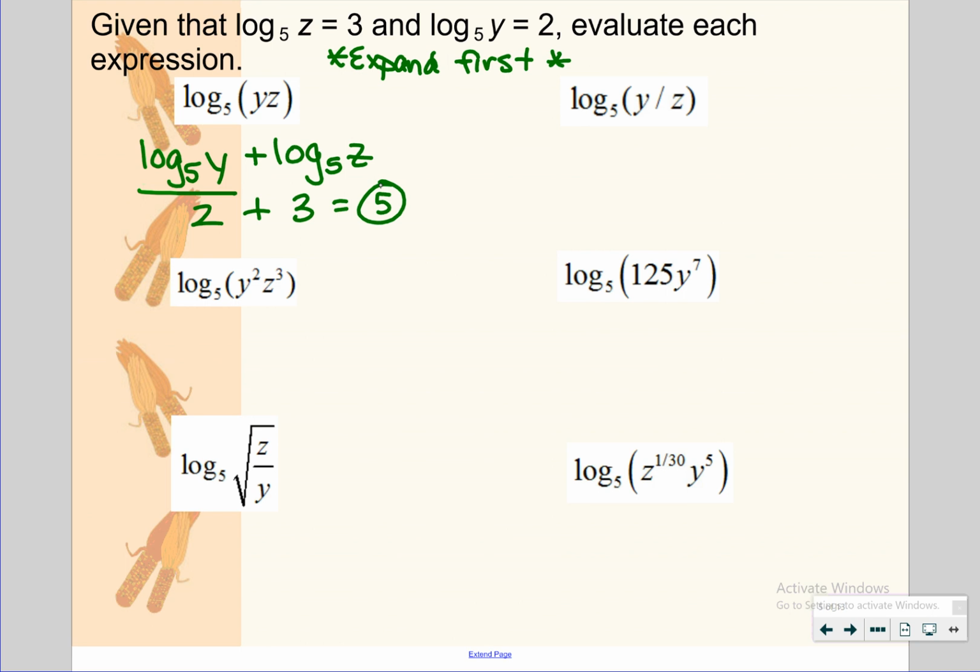Log base 5 of y over z. If I expanded that, what would it look like? Okay, and log base 5 of y is equal to? 2 minus log base 5 of z is equal to 3. 2 minus 3 is, see how there's really no evaluating logs happening here? We're just expanding and then plugging in what we know. Make sense?